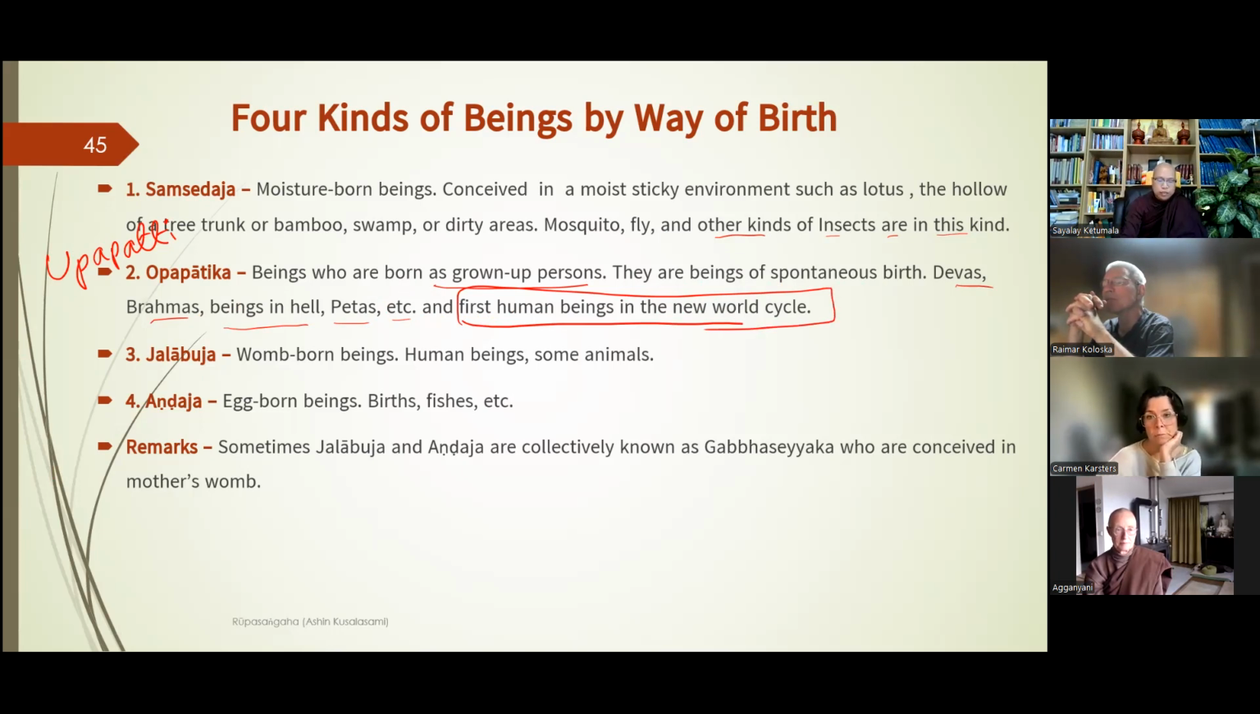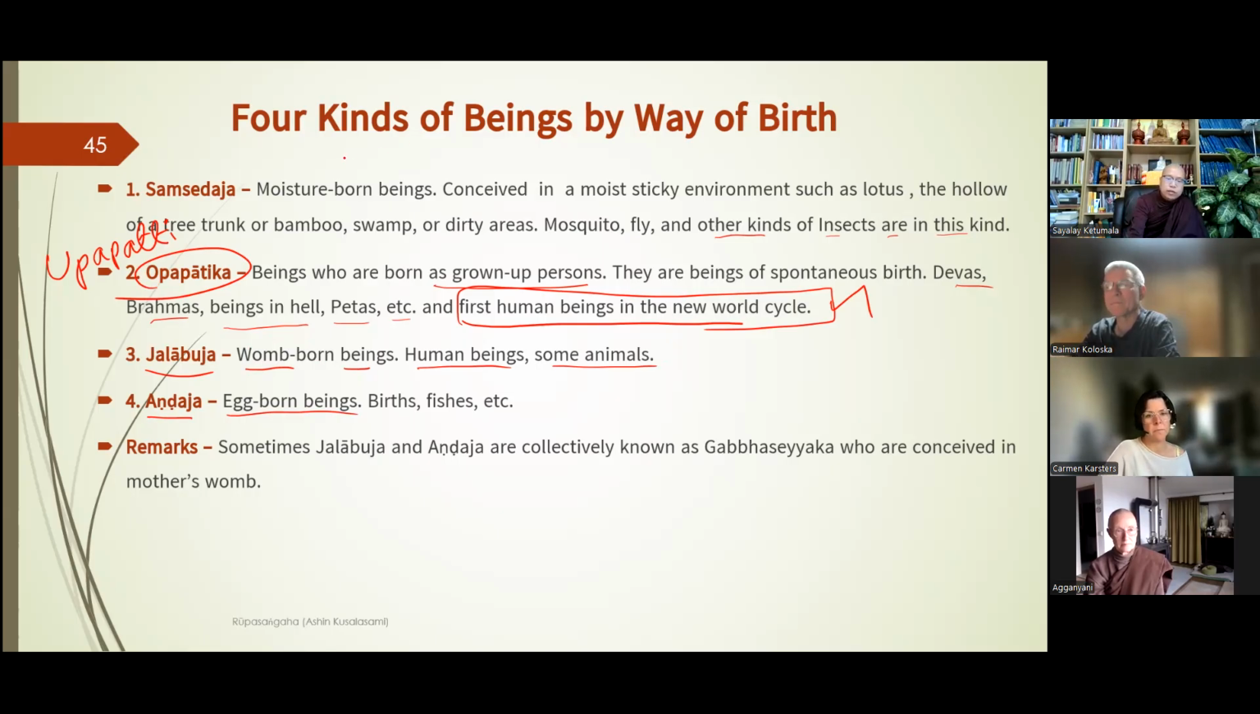So the rest you already know, but some people forget even human beings in the new world cycle. So I think you know that sutta is the Aganya Sutta, how this new world cycle started. So the people from the Brahma world dine there, and then they come to the human world. So at that moment, they are included in the Upabadika beings. And next is the Jalabuja, womb-born beings, human beings and some animals, and Andaja, egg-born beings, birds, fishes, etc.